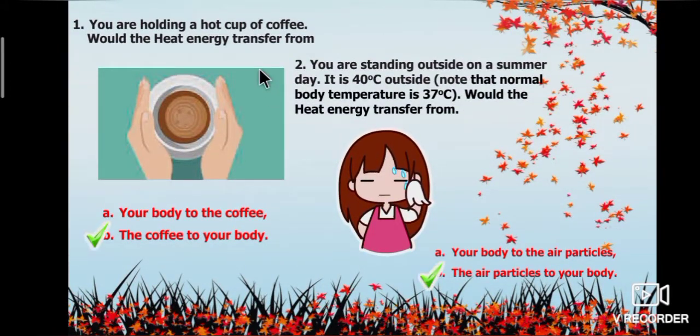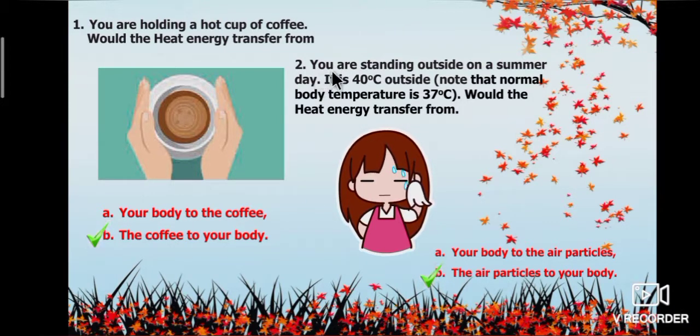Students, think and tell me the answer. You are holding a hot cup of coffee. Would the heat energy transfer from your body to the coffee or the coffee to your body? Answer is, the heat energy transfers from the coffee to your body.